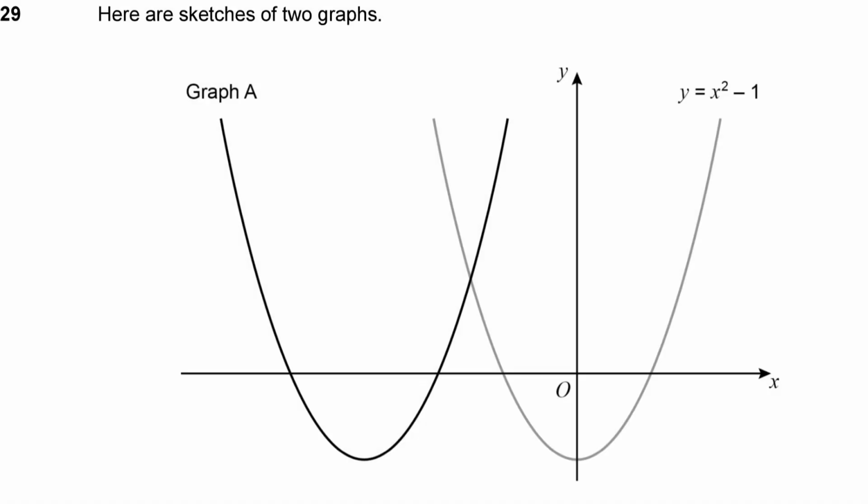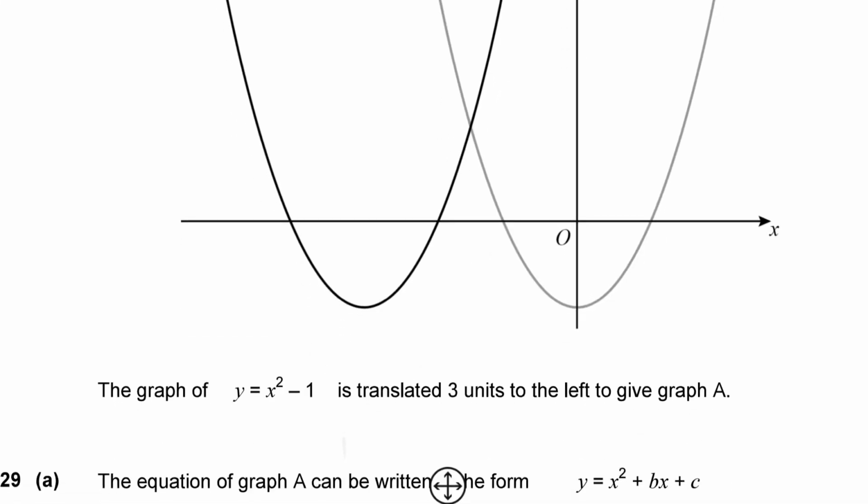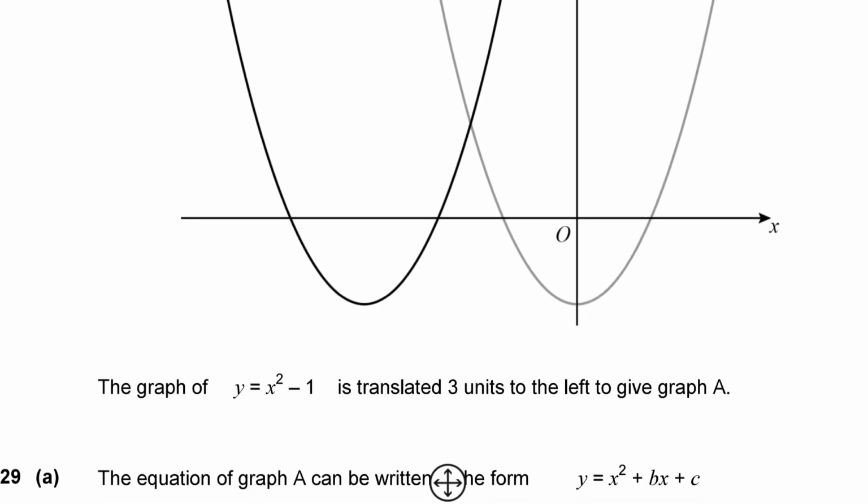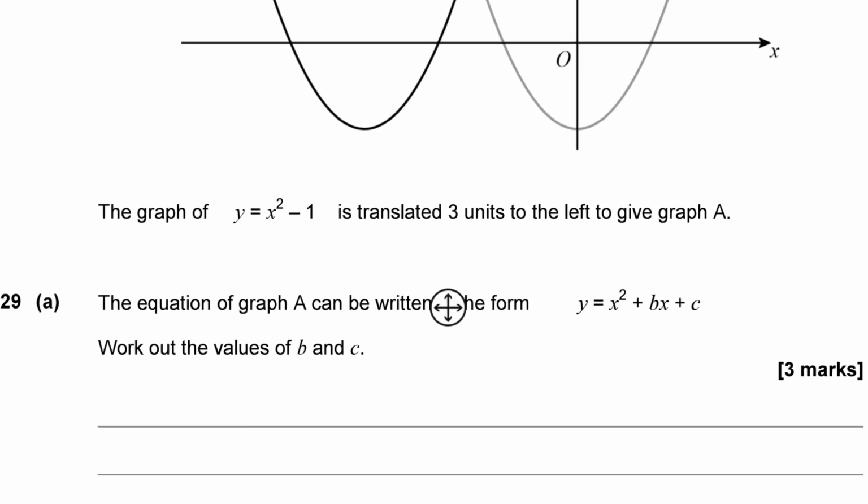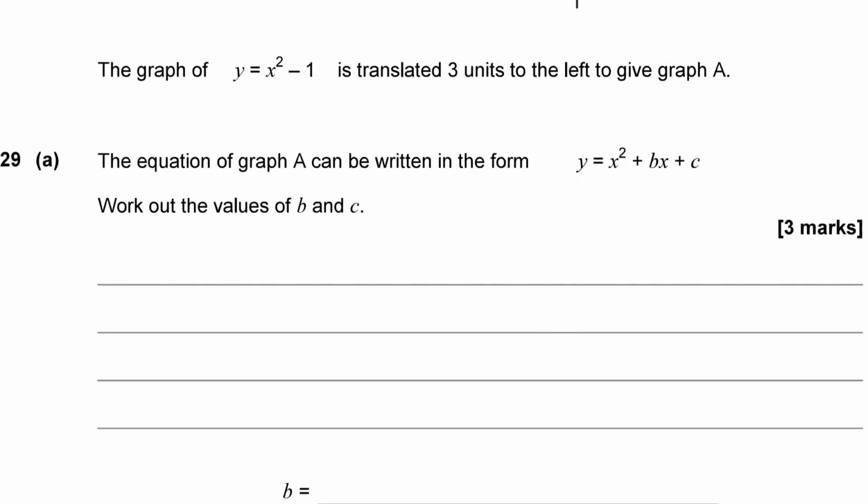Question 29. Here are sketches of two graphs. I've got graph A and I've got graph of y equals x squared minus 1. The graph of x squared minus 1 is translated 3 units to the left to give graph A. The equation of graph A can be written in the form y equals x squared plus bx plus c. Work out the values of b and c. So the graph of y equals x squared minus 1 is translated 3 units to the left to give graph A.